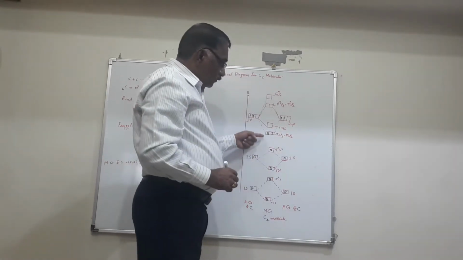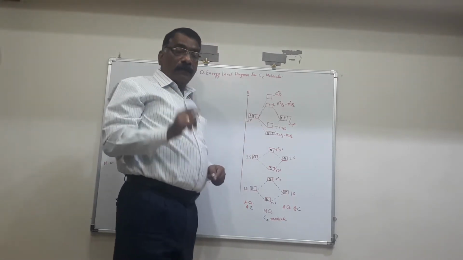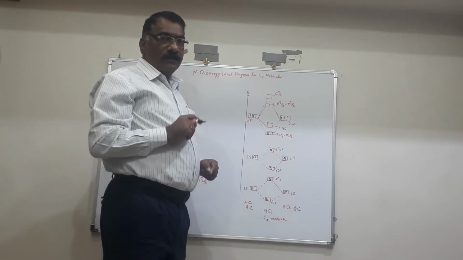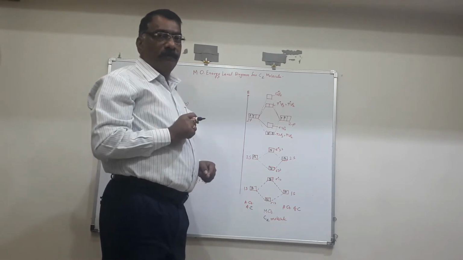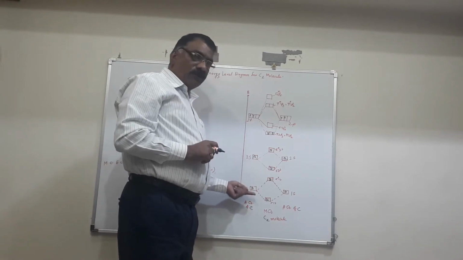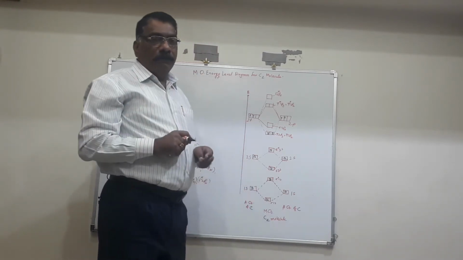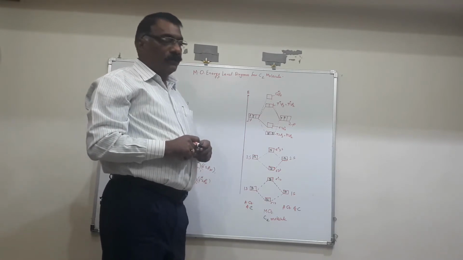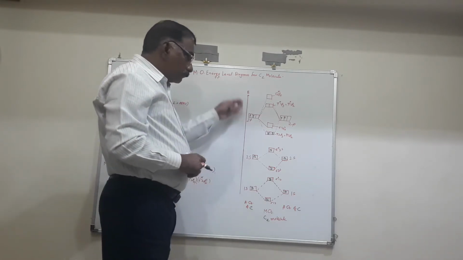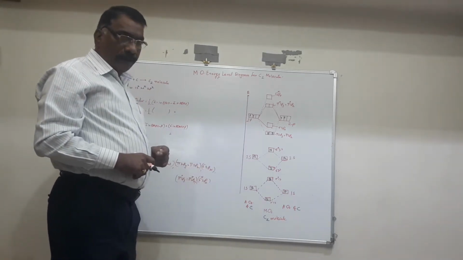All these electrons will be entered into the molecular orbitals. They follow the above principles: Pauli's exclusion principle and Hund's rule of maximum multiplicity. That means for filling the electrons in the atomic orbitals as well as in the molecular orbitals, these three principles are followed. Now we see the electrons filling into this molecular orbital diagram.